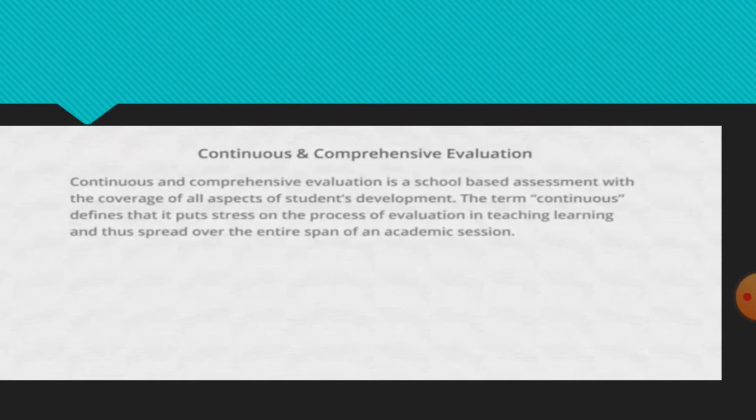So the continuous term is defined already: in the classroom, out of the classroom, in the school, out of the school, within the activities, out of the activities. So this is called continuous. This puts a stress on that, which is why they are using the word stress on the process. So this is a good definition we can say.